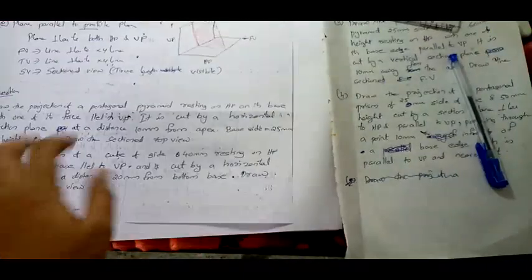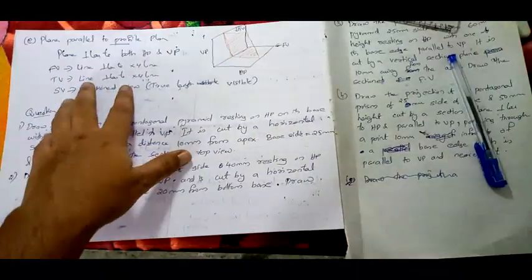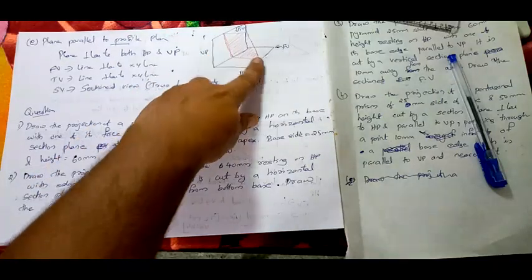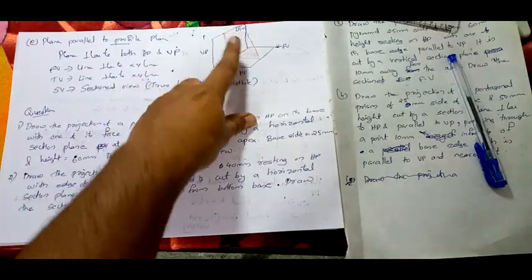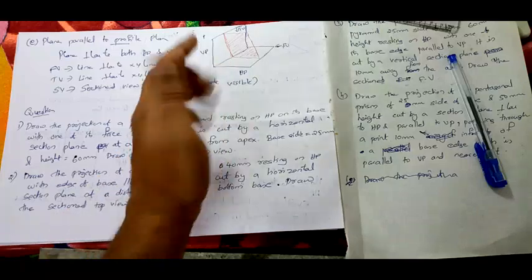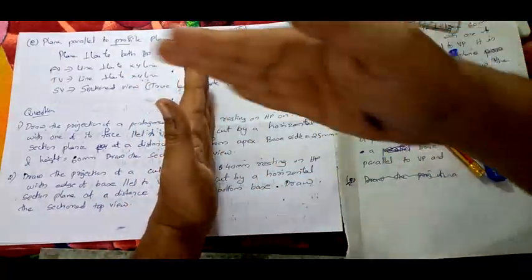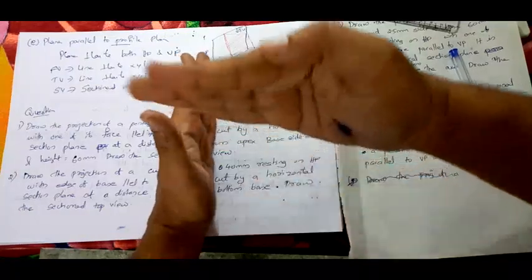I told you that one more cutting plane is there, that is the plane parallel to the profile plane. This plane is perpendicular to both HP and VP. So we are cutting like this. See, this may be your HP, this may be your VP. So we are cutting like this.